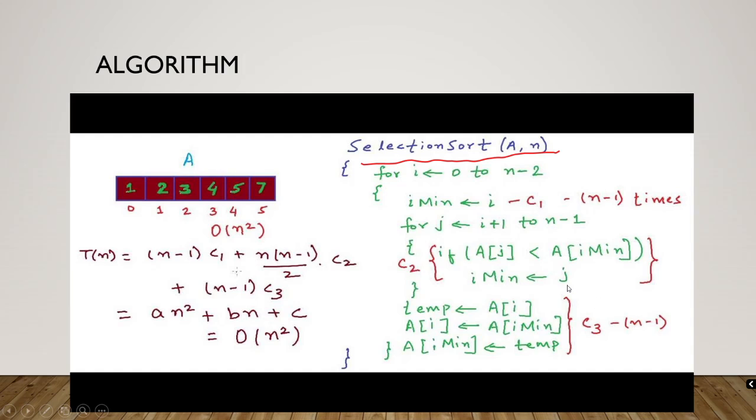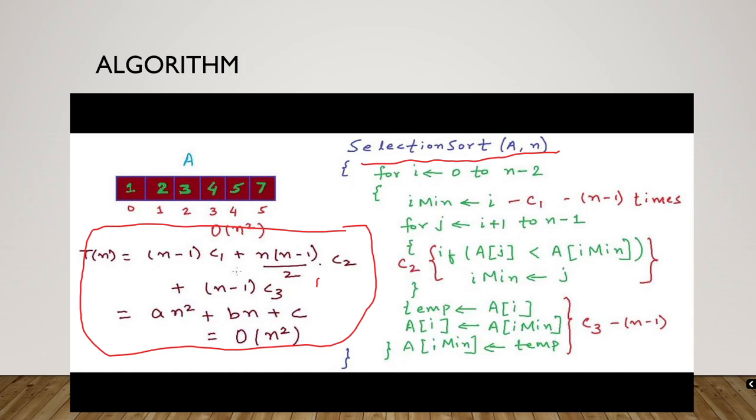This is the analysis part, order of n squared. We will come back to this later. We will do this one first. So what I have given here: for j equal to i plus 1 to n minus 1. This part you should note down.